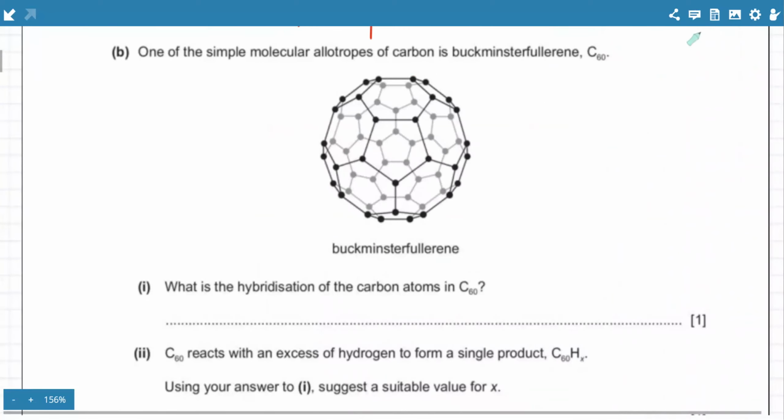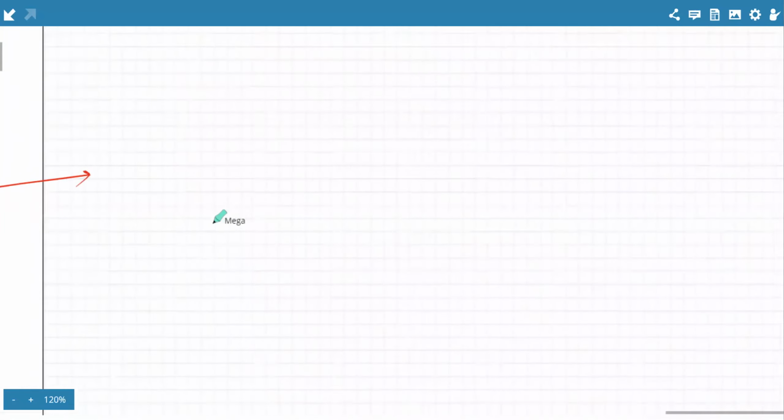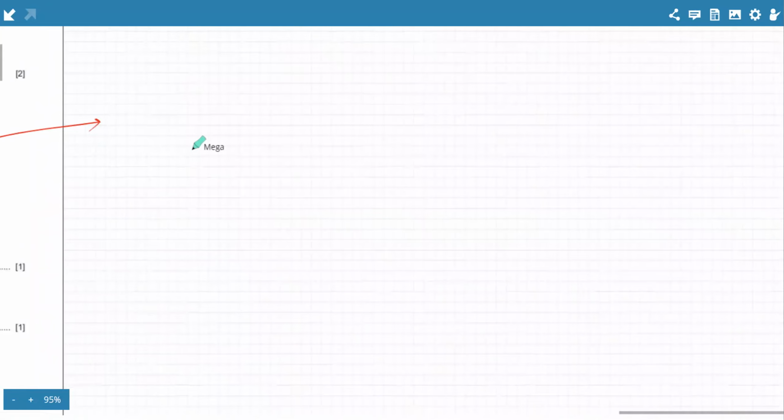The next part is there's a Buckminster fullerene, and it's asking what is the hybridization of the carbon atom in C60? Remember that carbon had how many types of hybridizations? Let's revise that. It had 3 types of hybridizations.